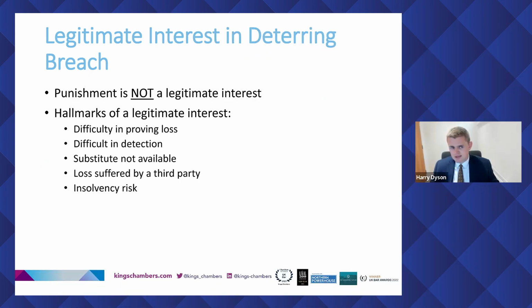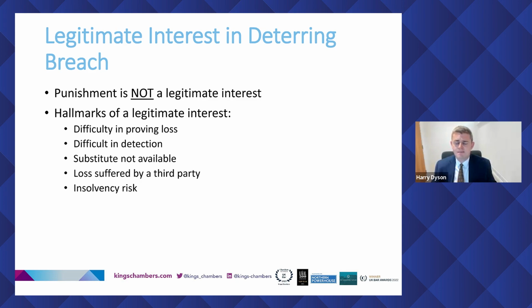The next point is, if when arguing that something is a penalty clause you're able to establish that it is a secondary obligation, you then will have to convince a judge potentially that there's no legitimate interest in deterring the breach. Or if you're wanting the clause to be enforced, you will want to say, look, there is a legitimate interest. The first point is, and this cannot be stressed enough: punishment is not a legitimate interest.